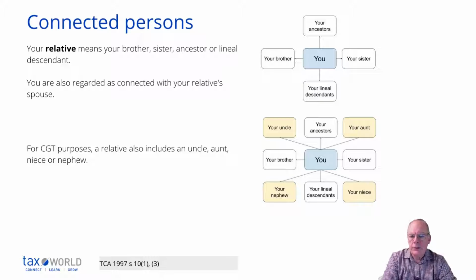Now, a relative is defined as being your brother, sister, ancestor, or lineal descendant. You're also regarded as connected with your relative's spouse. And this definition is extended for capital gains tax purposes. And for CGT purposes, a relative also includes an uncle, aunt, niece, or nephew.